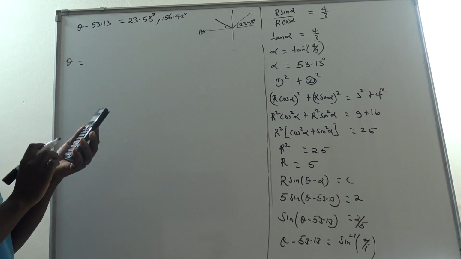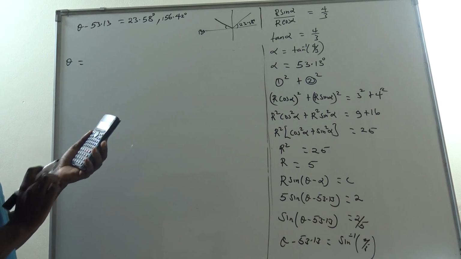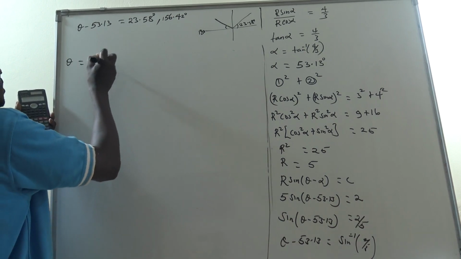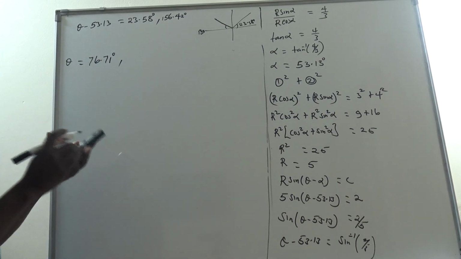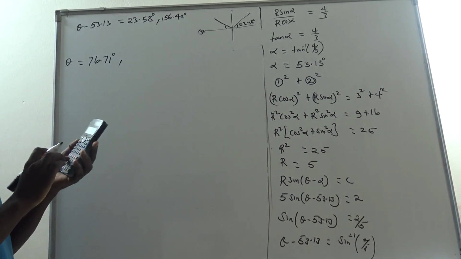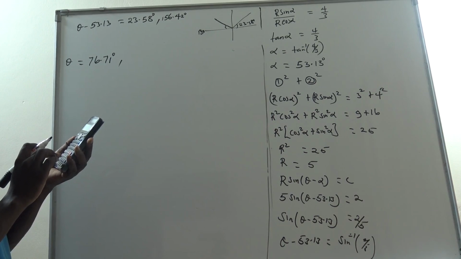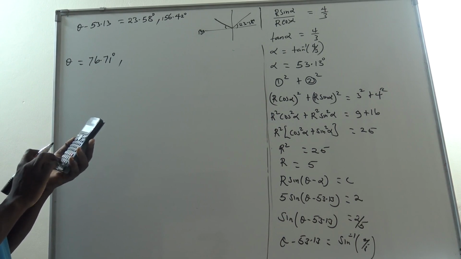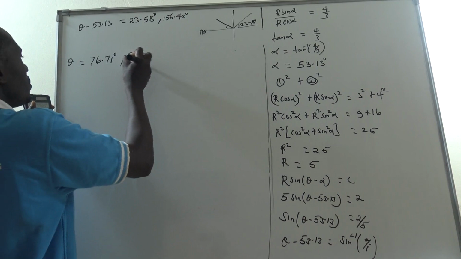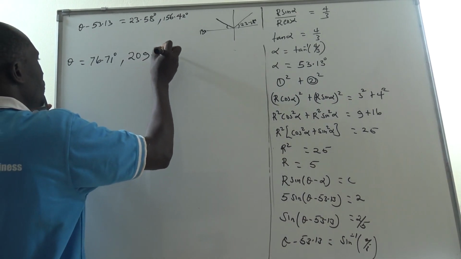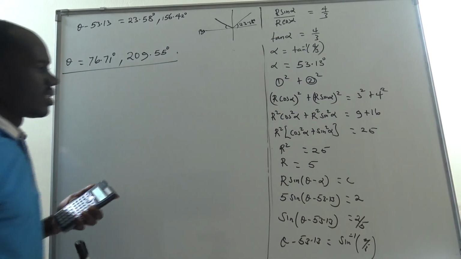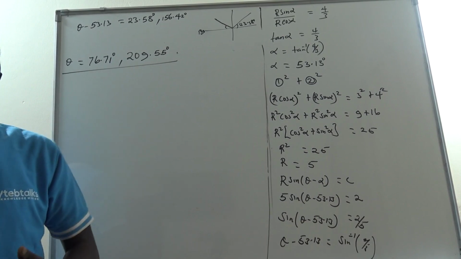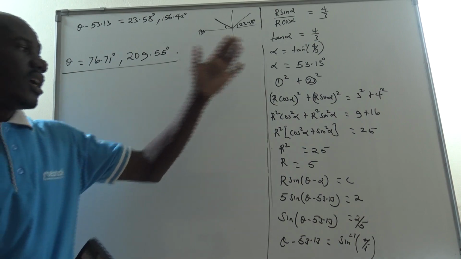The first one will be 23.58 plus 53.13. You come out with 76.71 degrees. We also add another one: 156.42 plus 53.13. We come out with 209.55 degrees. So these are the answers, the angles from the required equation. You have seen how we have applied the auxiliary angle formula in order to come out with these solutions.